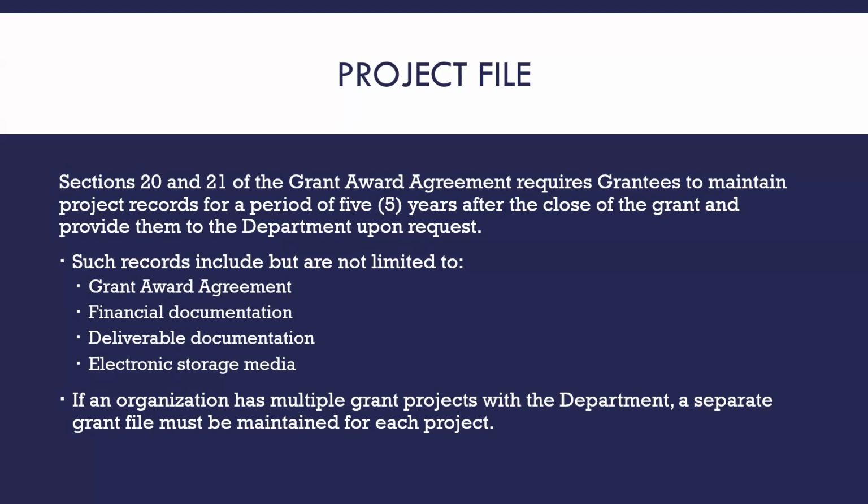And for some reason, if we are audited and your grant is the lucky one to get picked, you would need to provide information to us. And those records that you keep in that file include the grant award agreement, any financial documentation, and the deliverable documentation. If you have it on electronic storage, like a thumb drive or an external storage drive, make sure you keep those and that they're in working order. And if you do have multiple grants with the Department of State, be sure that you're keeping separate files for each of your grants.